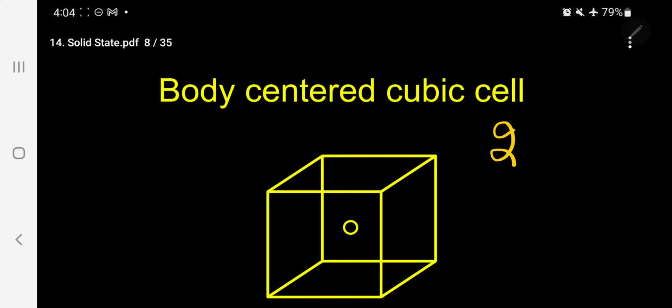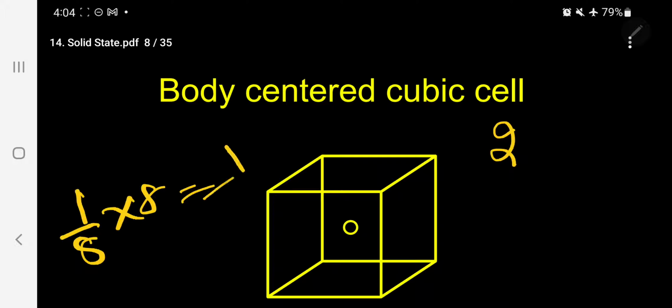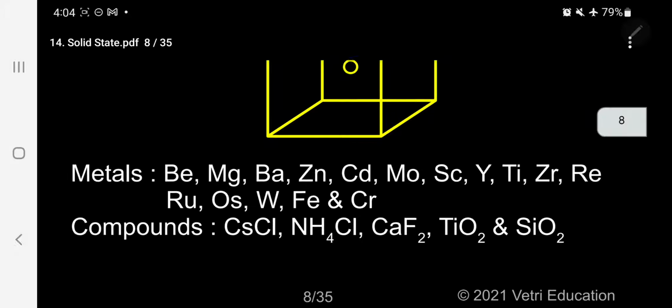How? Because you know already that there are 8 corners. So one atom, you divide into 8 parts. So each corner is occupying 1/8 of the part. So 1/8 into 8 will give 1 atom. So 1 atom is available in the corners. At the center, there is 1 atom. So totally 2 atoms are present in the body-centered cubic cell. So simple cubic, only 1. Body-centered 2. Face-centered, it is 4. So this you must have in mind. Okay. So this is the most important.